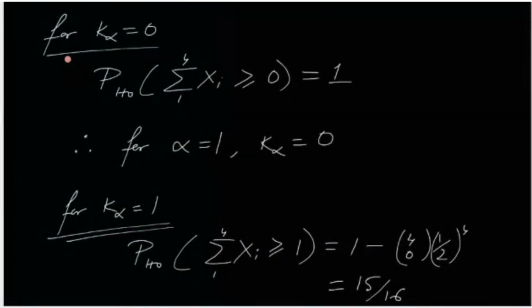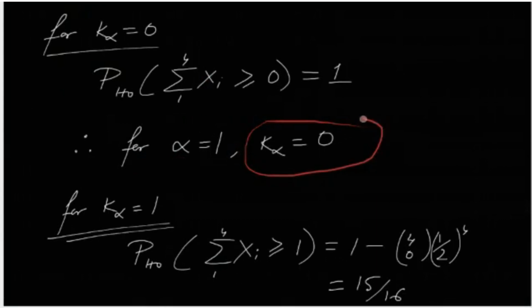Now if we set k alpha equal to 0, let us see what happens. The probability under H naught that summation Xi is greater than or equal to 0 is actually 1, because it's a binomial and its probability of being greater than or equal to 0 is 1. So for alpha equal to 1, k alpha has to be 0. Suppose we want a size alpha test where alpha is 1, then k alpha equal to 0 will suffice. So for alpha equal to 1, the size alpha test does exist.